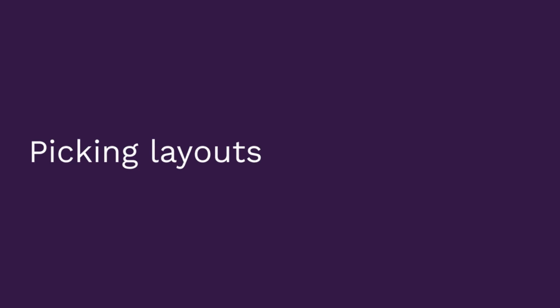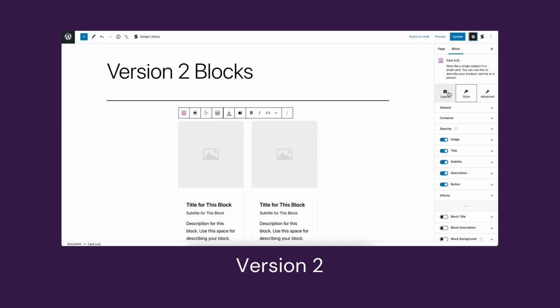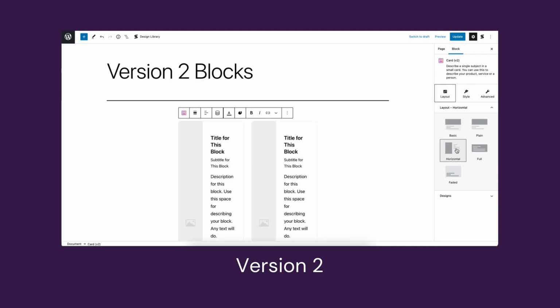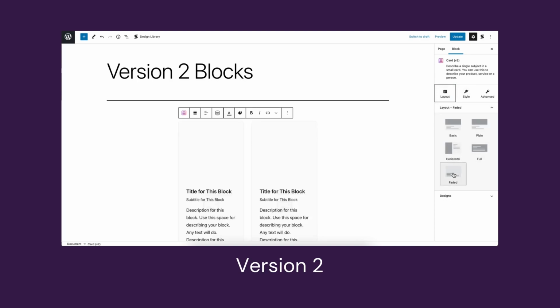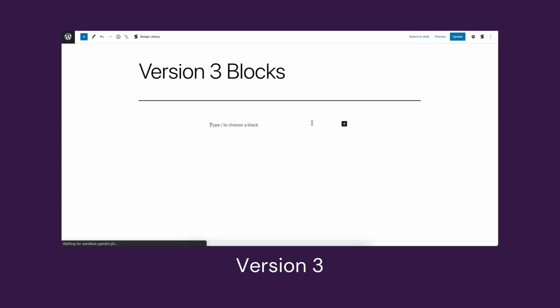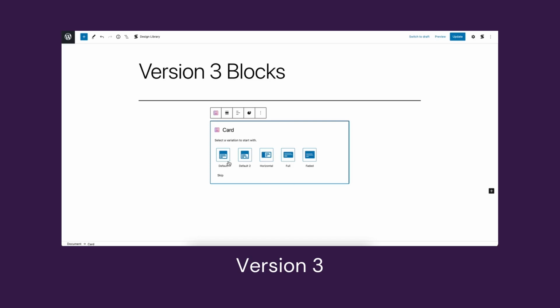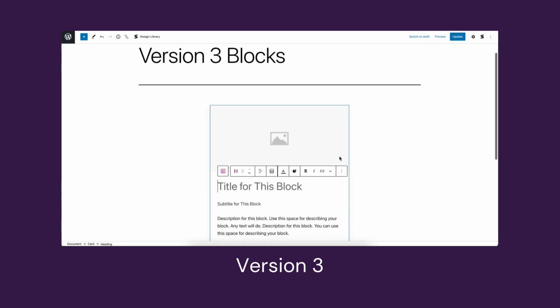Picking layouts. In V2, go to the Layout tab and choose a layout. In V3, when you add a block, a layout picker will pop up where you can choose your layout before adding the block. We're adding a way so that you can re-pick a layout easily soon.